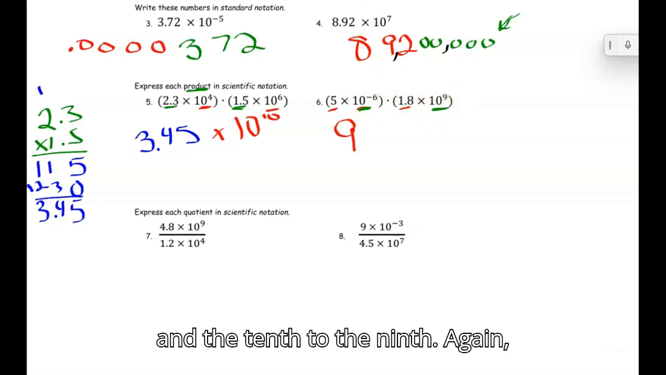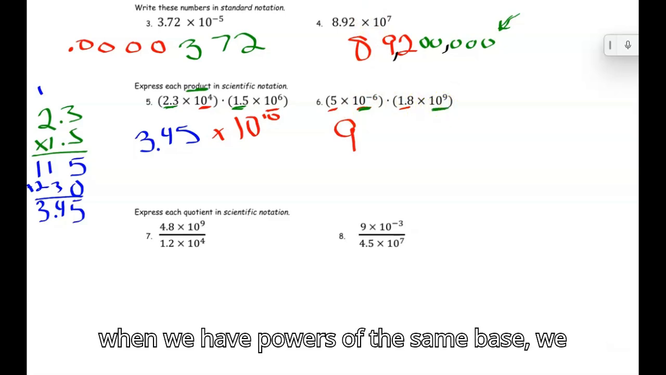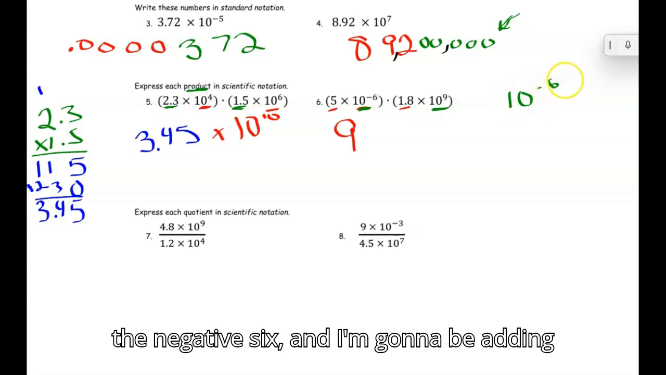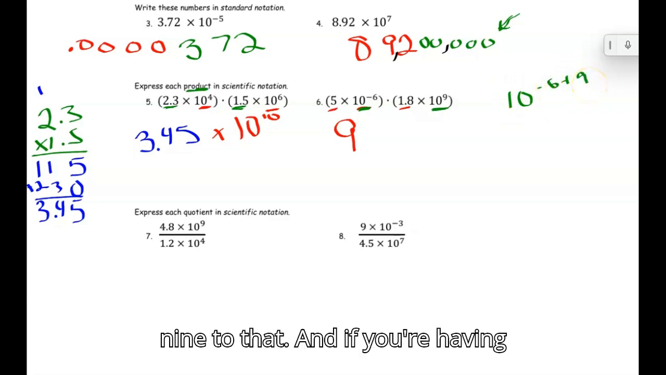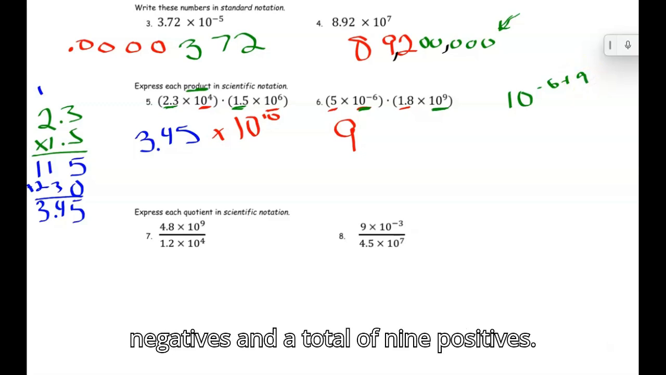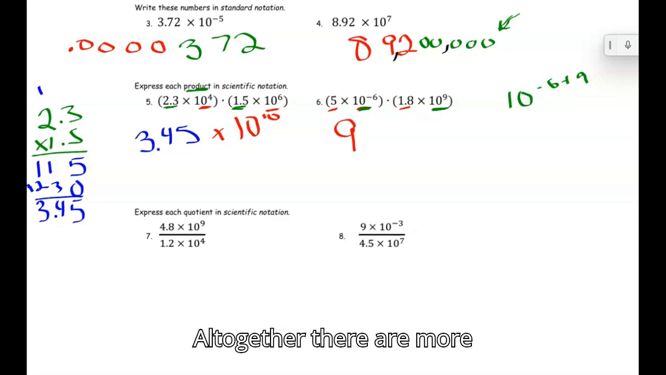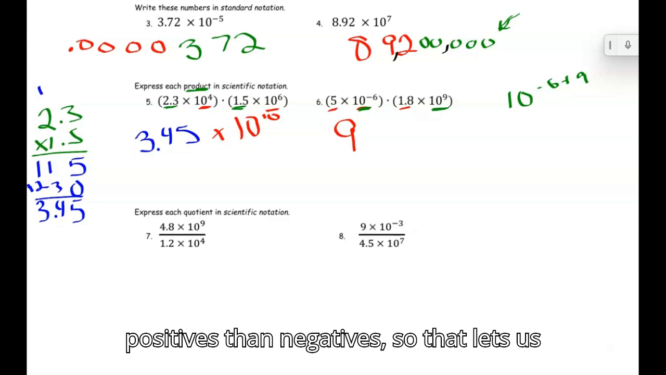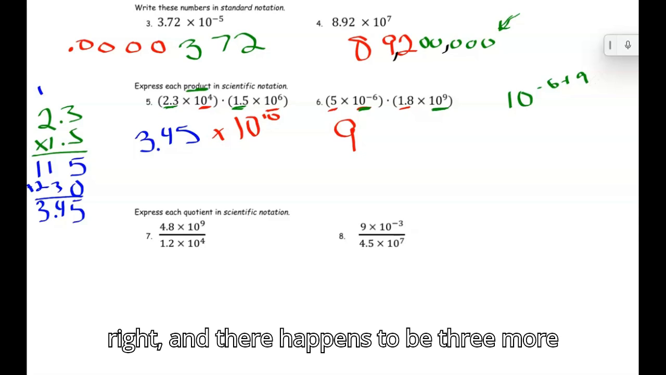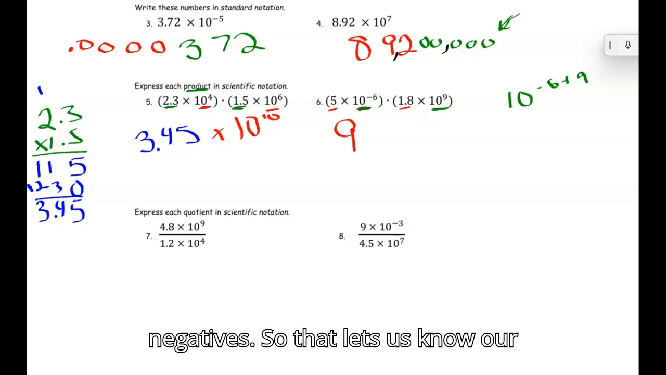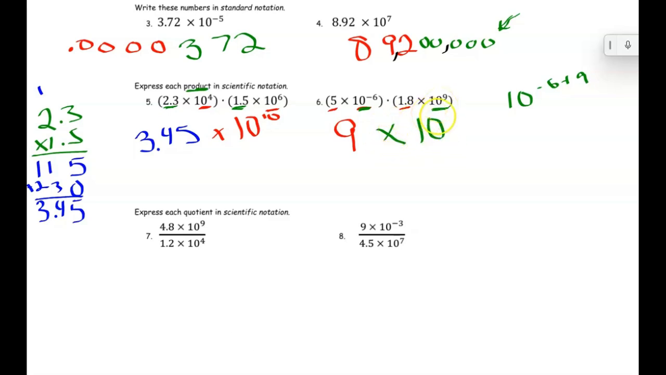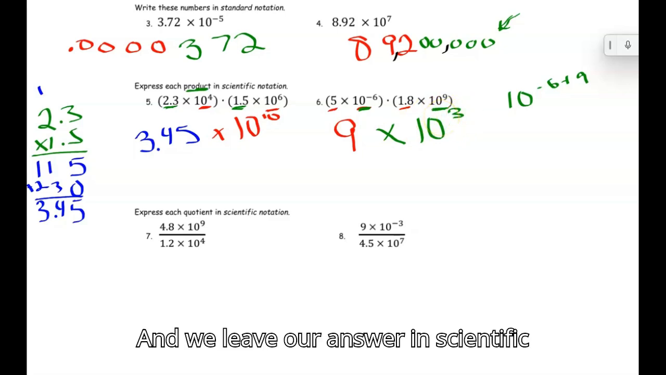Then we need to look at our values of the exponents, the 10 to the negative 6 and the 10 to the 9. Again, when we have powers of the same base, we add their exponents. So I'm just going to write it on the side. We have 10 to the negative 6, and I'm going to be adding 9 to that. And if you're having trouble with that, I want you to think to yourself, there are a total of 6 negatives and a total of 9 positives. Altogether, there are more positives than negatives. So that lets us know our answer is going to be positive. All right, and there happens to be 3 more positives than we actually have negatives. So that lets us know our answer is going to be 9 times 10 to the 3rd power. And we leave our answer in scientific notation.